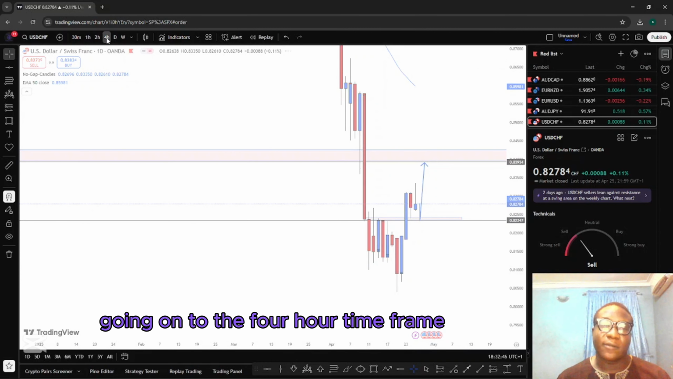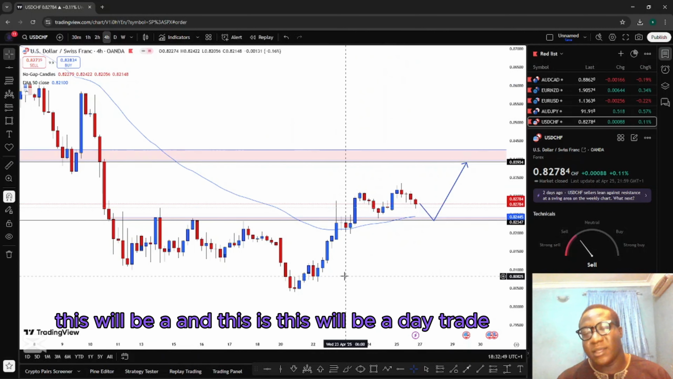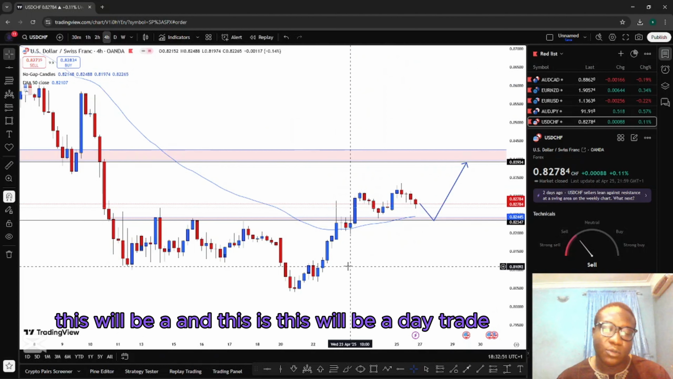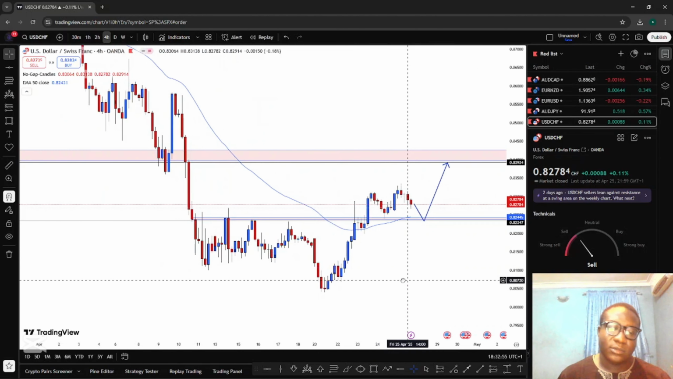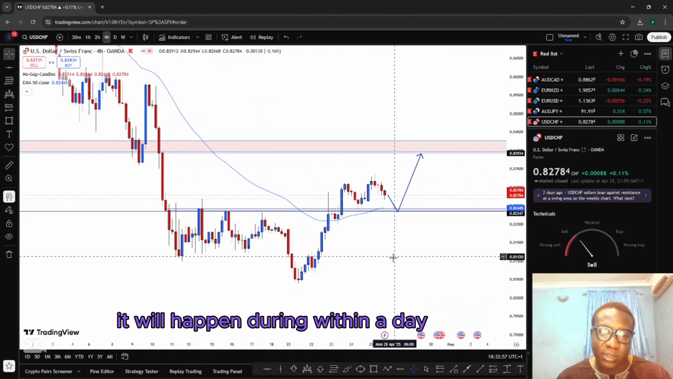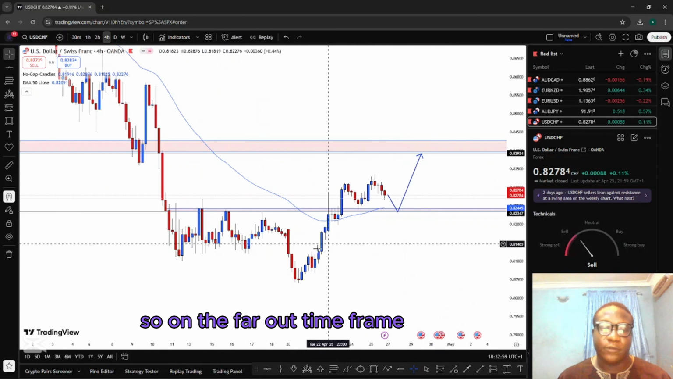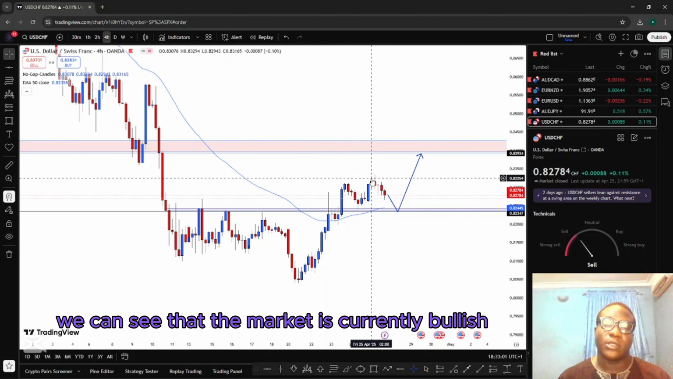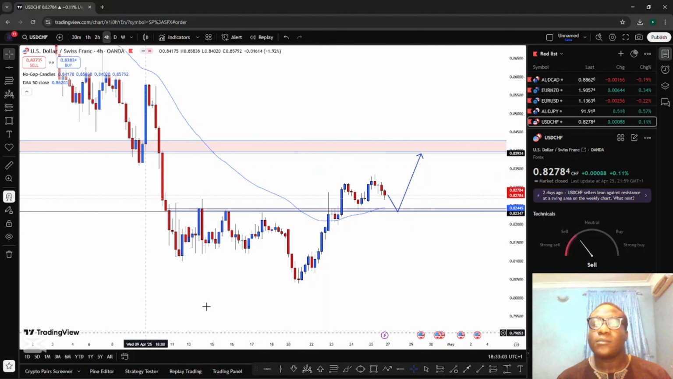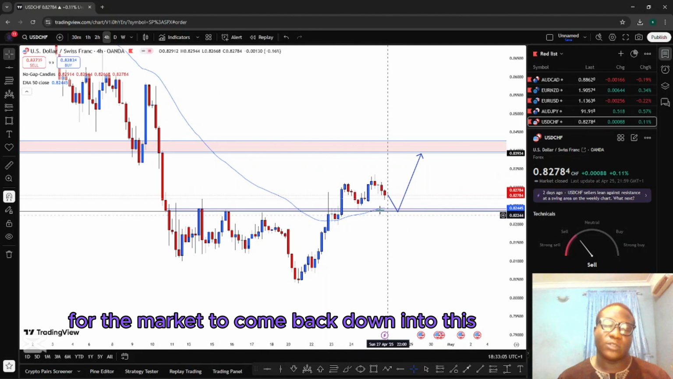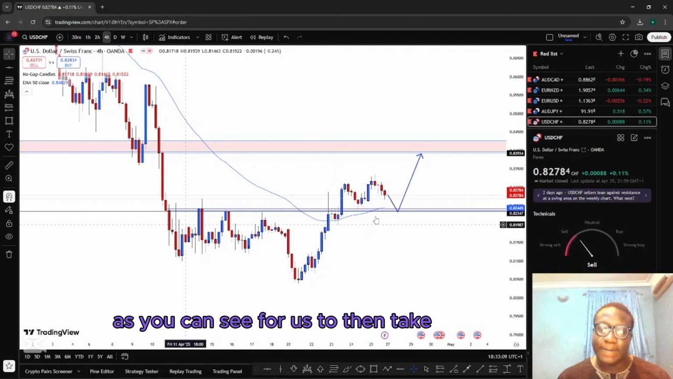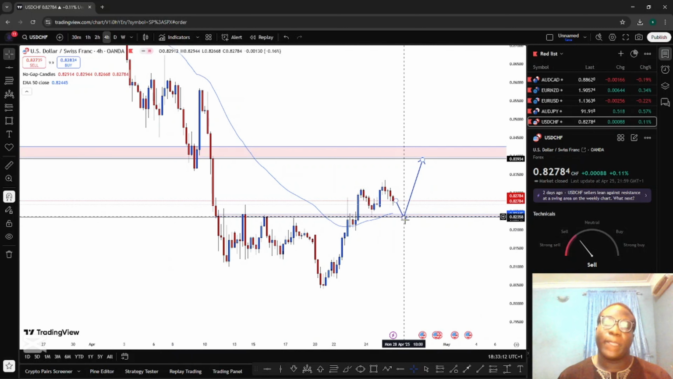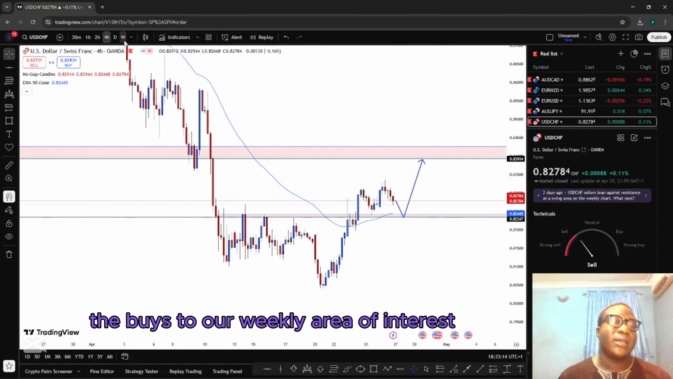Going out to the 4-hour time frame, this will be a day trade. A day trade is not a swing trade. It will happen within a day. So on the 4-hour time frame, you can see that the market is currently bullish, and we're waiting for the market to come back down into our area of interest, which the market has tested multiple times, as you can see, for us to then take the buys to our weekly area of interest.